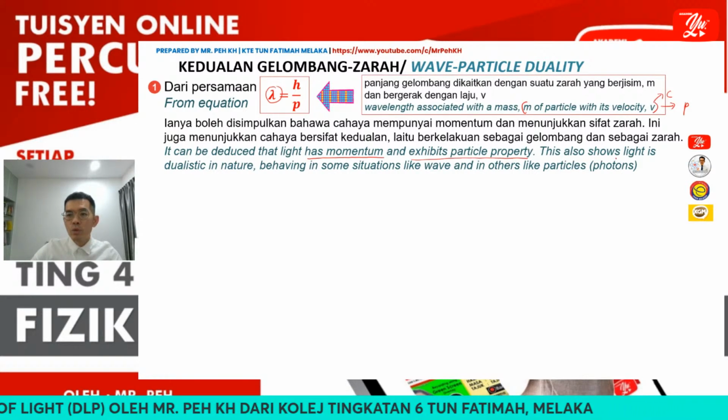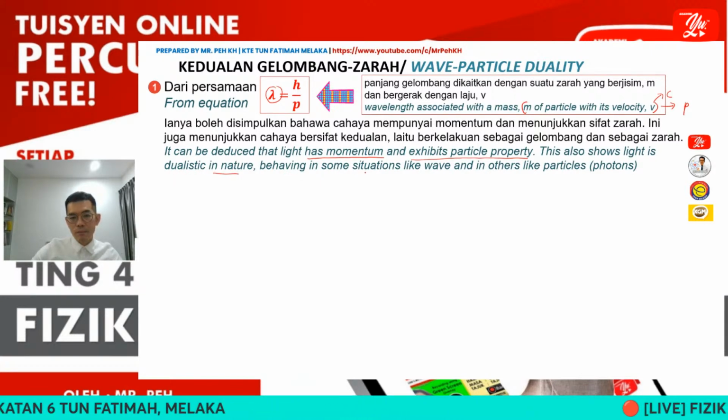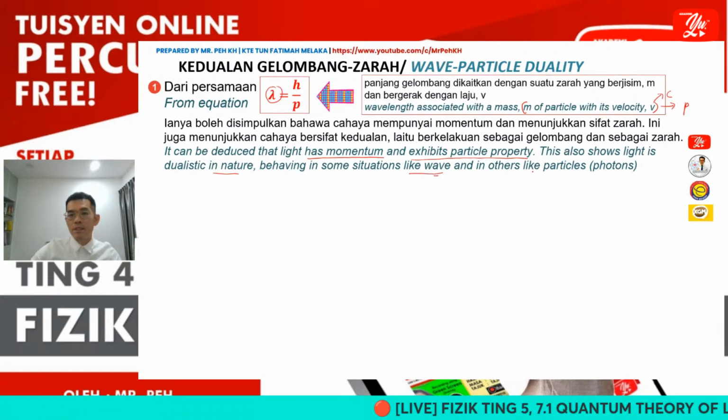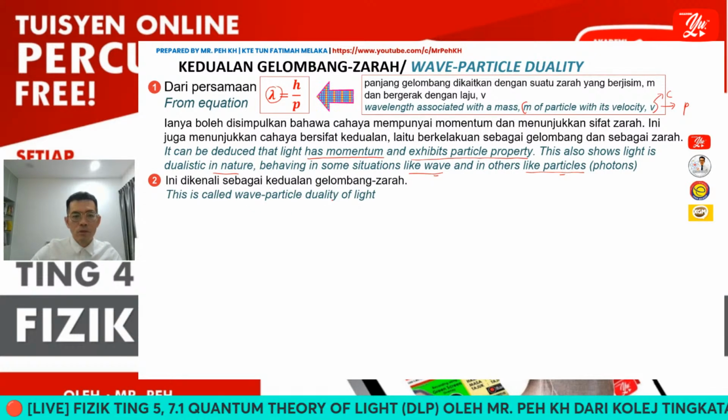This also shows that light is dual in nature, which is able to behave in some situations like a wave and in others like particles. And this is known as the wave particle duality of light.